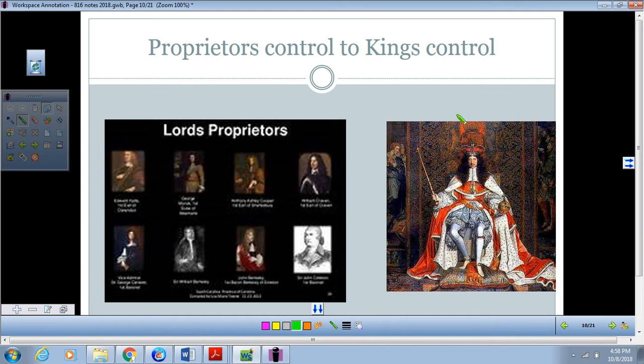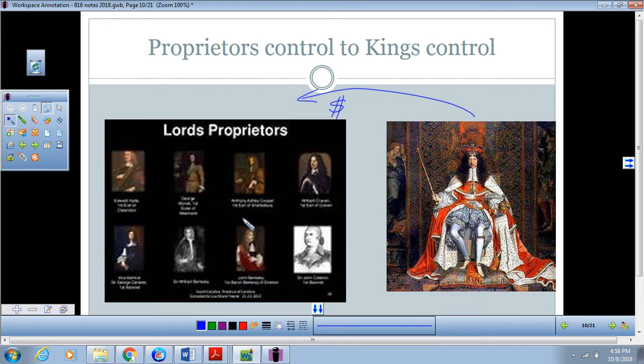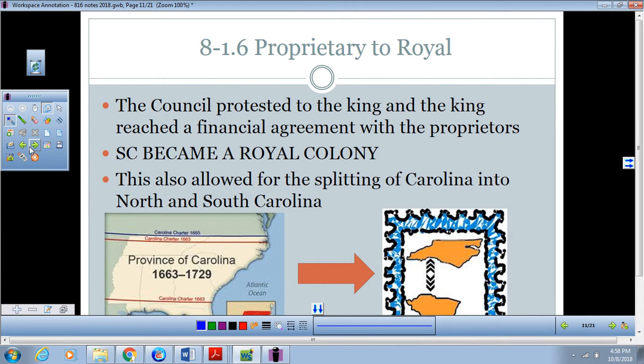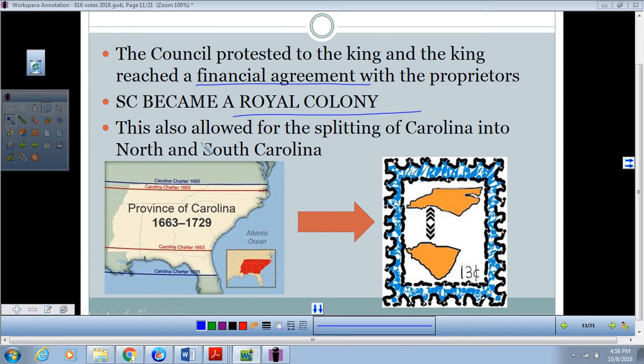So, the king offers to pay off the proprietors and buy South Carolina back from them and make it royal. Now, the council protested to the king, and the king reached a financial agreement with the proprietors. South Carolina becomes a royal colony. This allowed for the splitting of the Carolinas into two. So it went from all this to, I'm not sure, but it might have been more like that, all of that still.